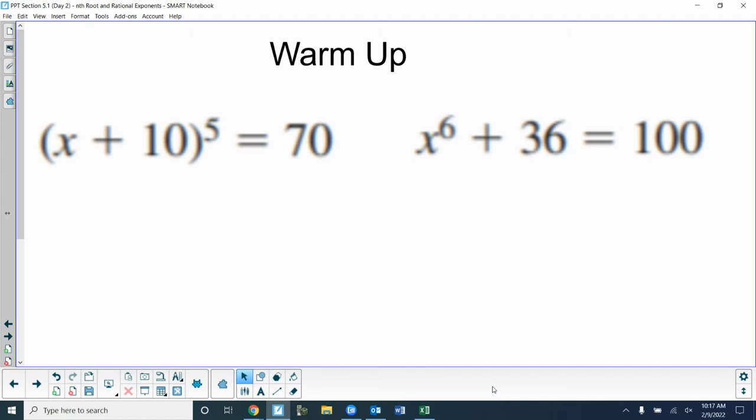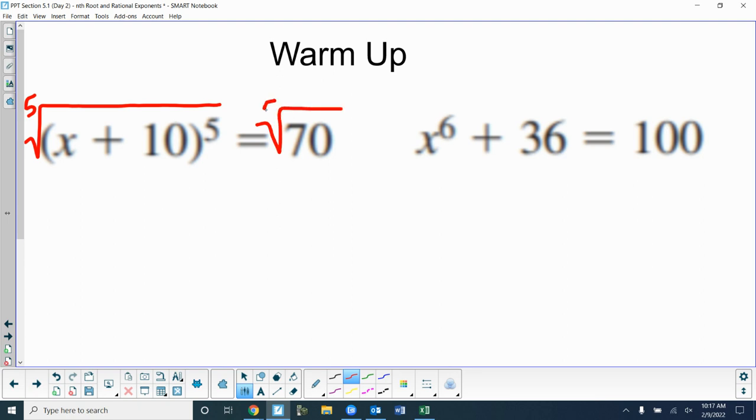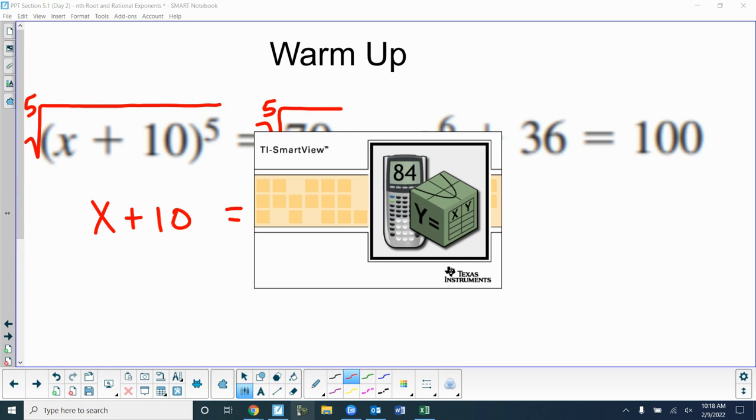What's the first step for the one on the left? You've got to get the 5 over there. It's called the fifth root. Yeah, that one, right? Okay, so what's the left side become? X plus 10, because the fifth root and the fifth power cancel each other out, right? And then you just do the fifth root of 70 in your calculator, right?